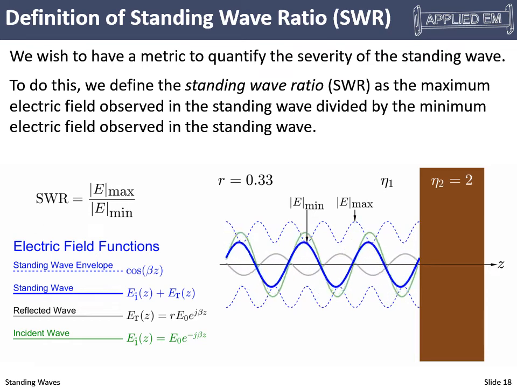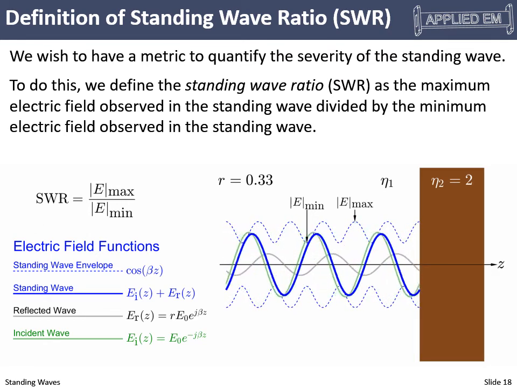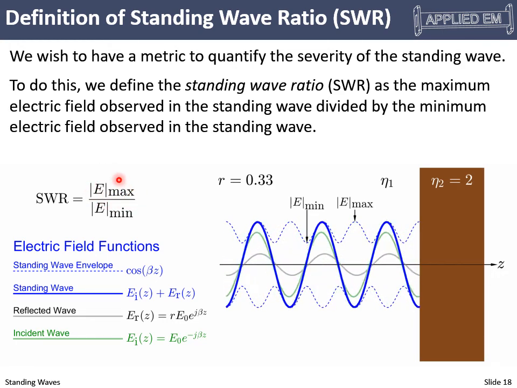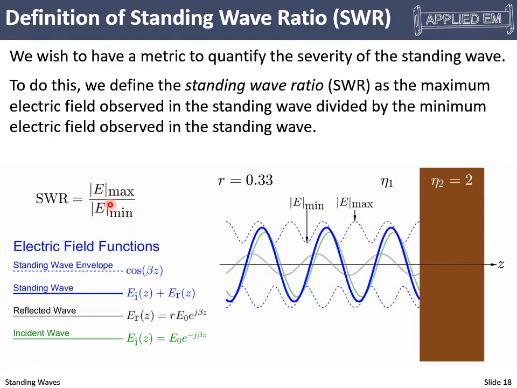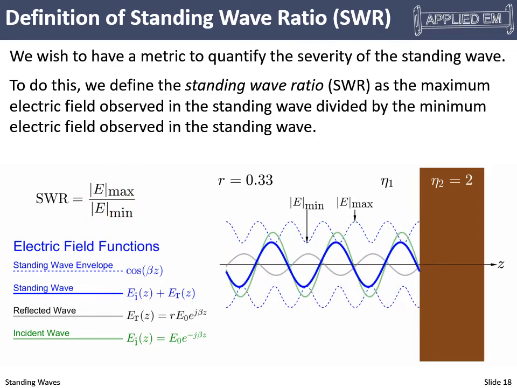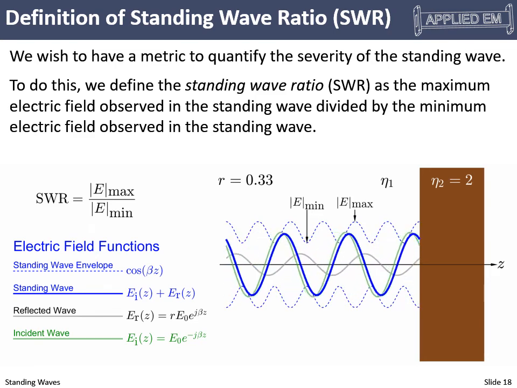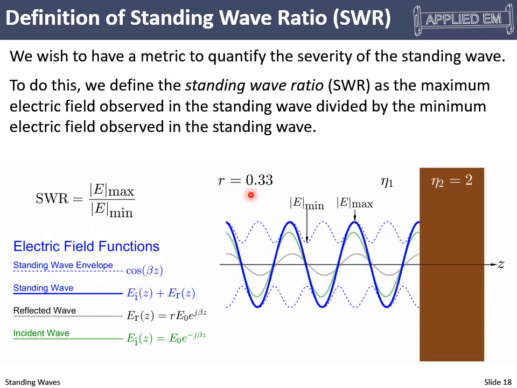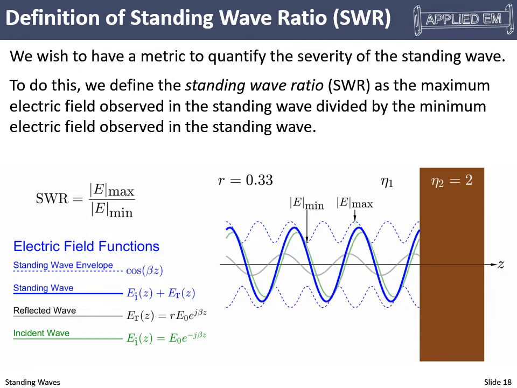And it's based on this minimum and maximum that we quantify our standing wave ratio. So we will define it as the maximum electric field that we observe divided by the minimum electric field that we observe. And by the way, we could define it the same way with magnetic fields and we'd get the same answer. So we just define it in terms of the electric field and we're pretty happy. In this case, our reflection coefficient is 0.33. And that's how we're getting the smaller reflected wave compared to the incident wave.